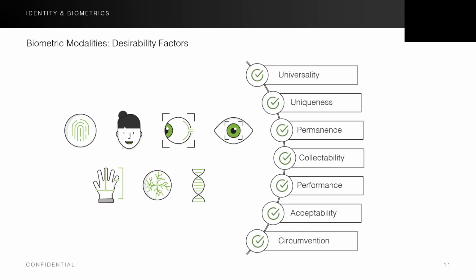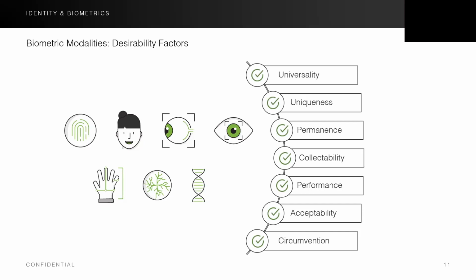Performance is a measure of how well the modality performs in determining the identity of an individual. The two key parameters of evaluating the performance would be speed and accuracy. How fast and how accurately can this biometric modality help in identifying this individual? Acceptability talks about how comfortable the subjects are in providing access to their biometric modalities.